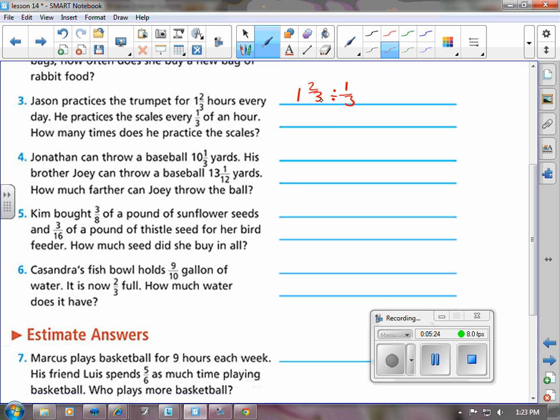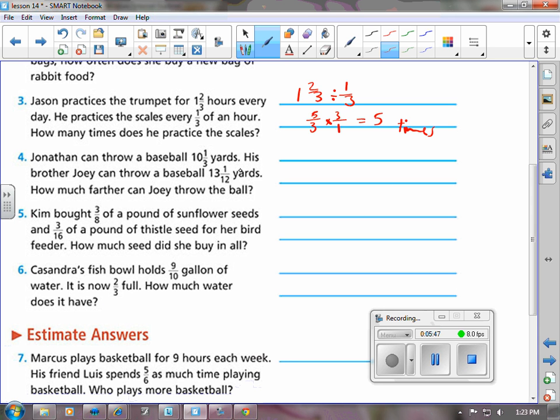Okay. Make this mixed number an improper fraction. So 1 times 3 is 3, plus 2, 5/3. Cross multiply: 5/3 times 3/1 is 5. Okay, that's 5 times.